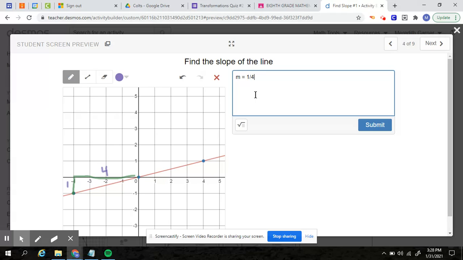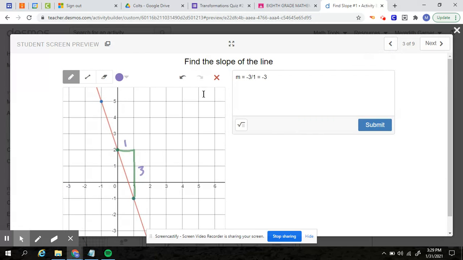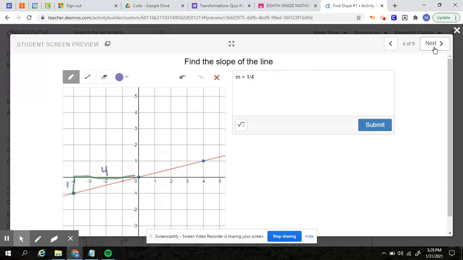1/4. So notice that when your slope is a smaller number, a fraction, for example, your line is not as steep. So the lower your slope is, the more gentle, the shallower the line is. Versus if we look at our last one, where our slope was 3, notice how steep that is. Okay, so the bigger the number, the steeper the line.